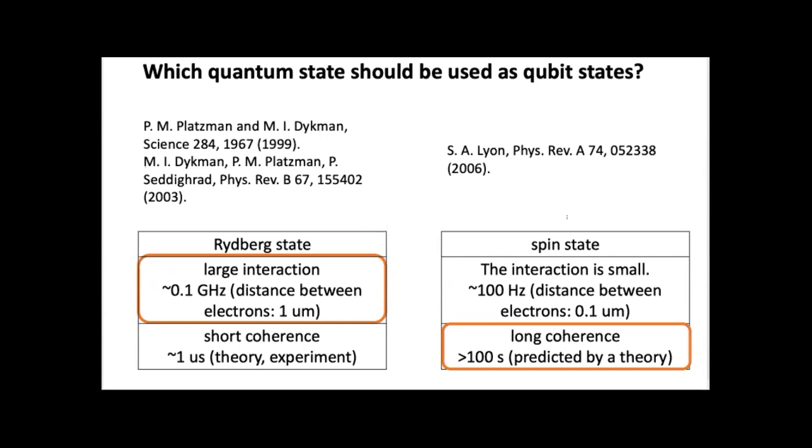For the spin state, the interaction is small. The magnetic dipole-dipole interaction is very small. Even if we place the electrons very close, at a distance of 100 nanometers, the interaction is 100 Hz, super small. But the advantage of using the spin state is the long coherence time.